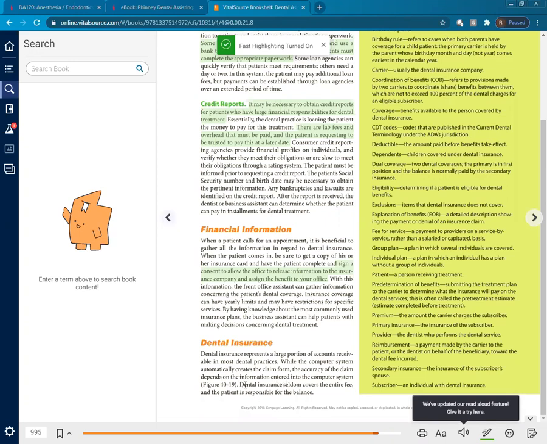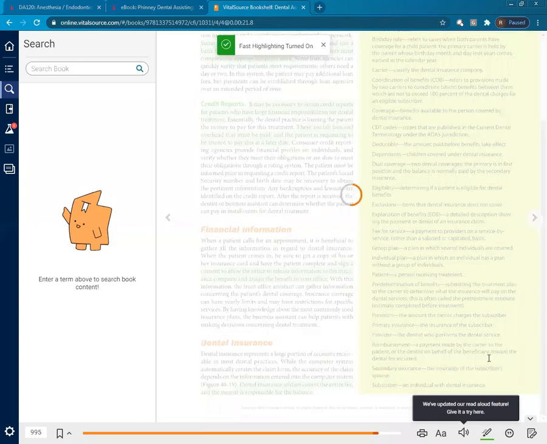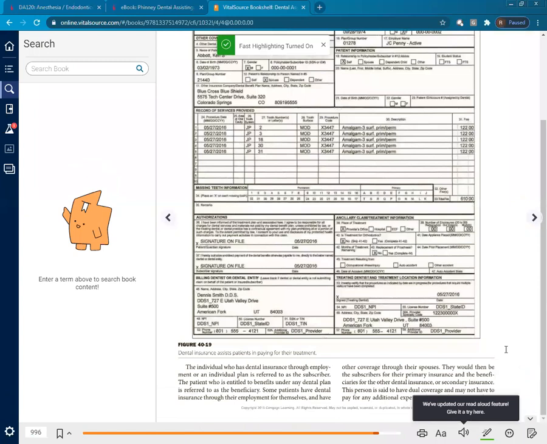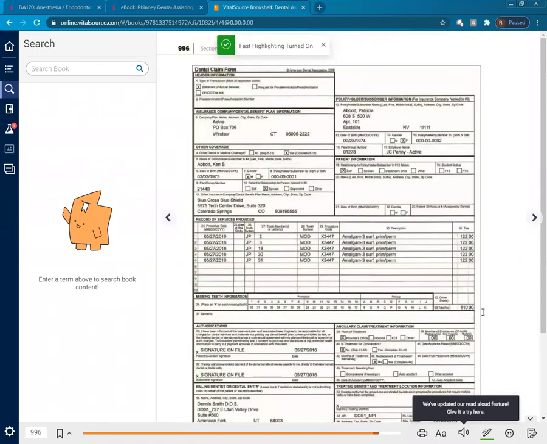Okay. Dental insurance seldom covers the entire fee and the patient is usually responsible for the balance. So it's usually like an 80-20 split, depending on what it is or if there's a downgrade. But here's an example of what a dental claim form looks like. This is a form from the American Dental Association. So this is what it would look like when it's printed out. Statement of actual services. And this one is going to Aetna, which is one of the dental insurance carriers.